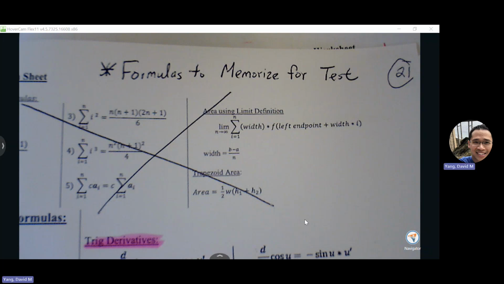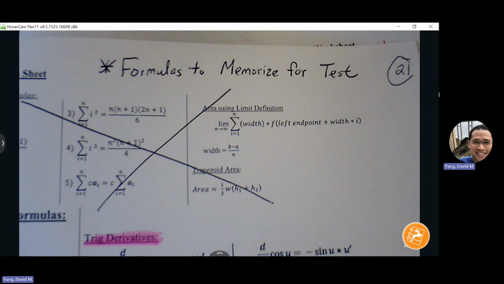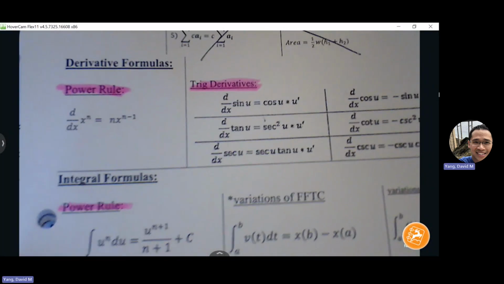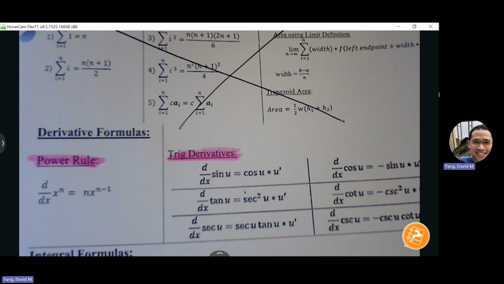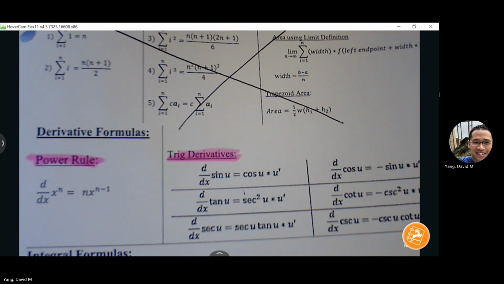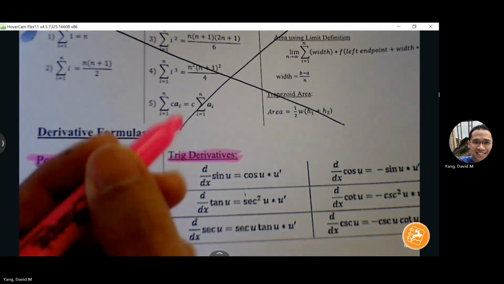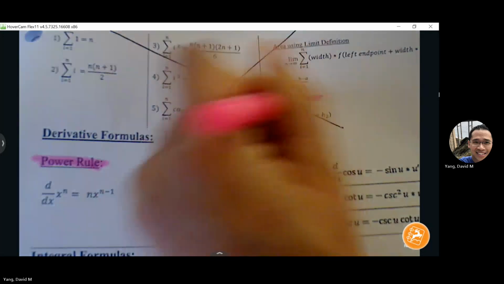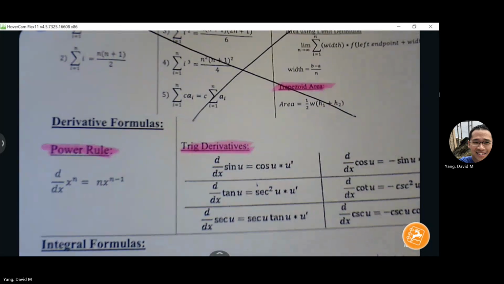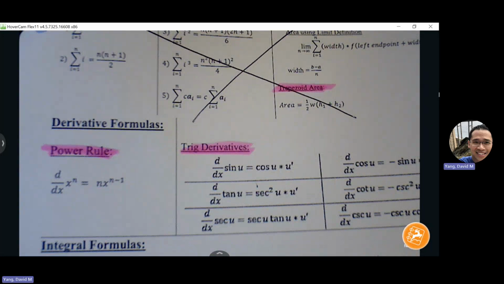All right, I want to highlight the formulas that we need to know. So first off, there's no segmentation, no limit definition of area on the test. Trapezoid area, yeah, we still need to know that one. So let me make sure I have that one. So we're gonna know the trapezoid area.